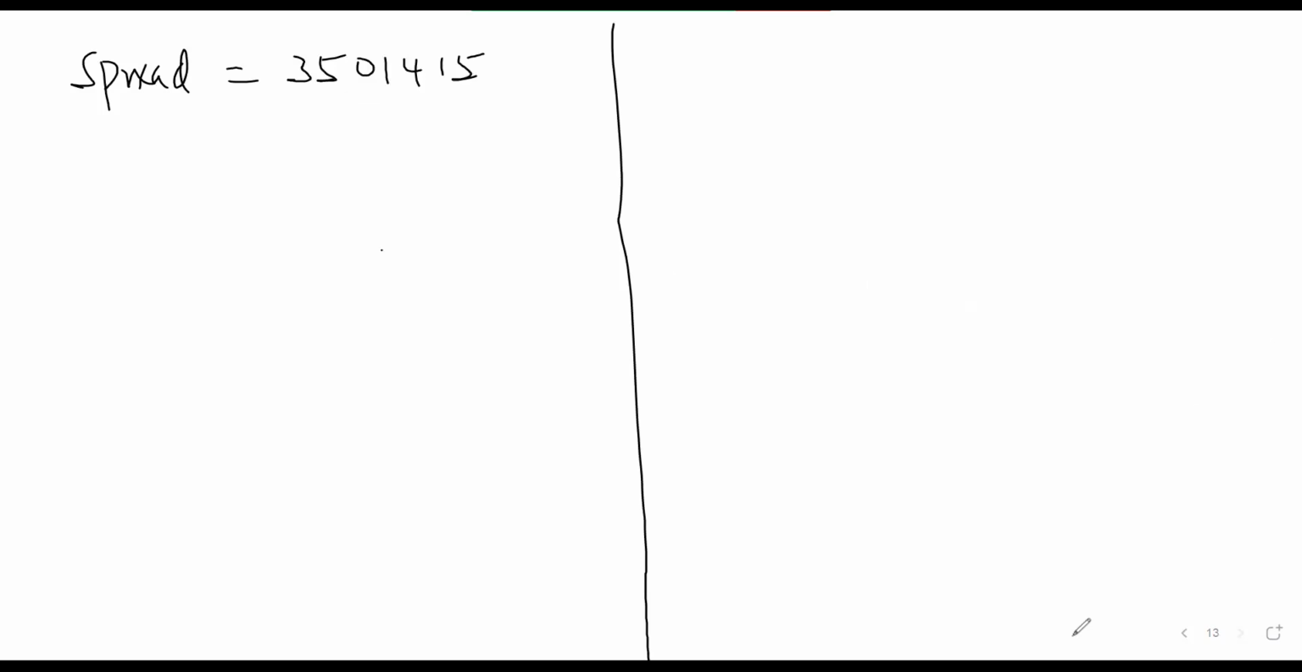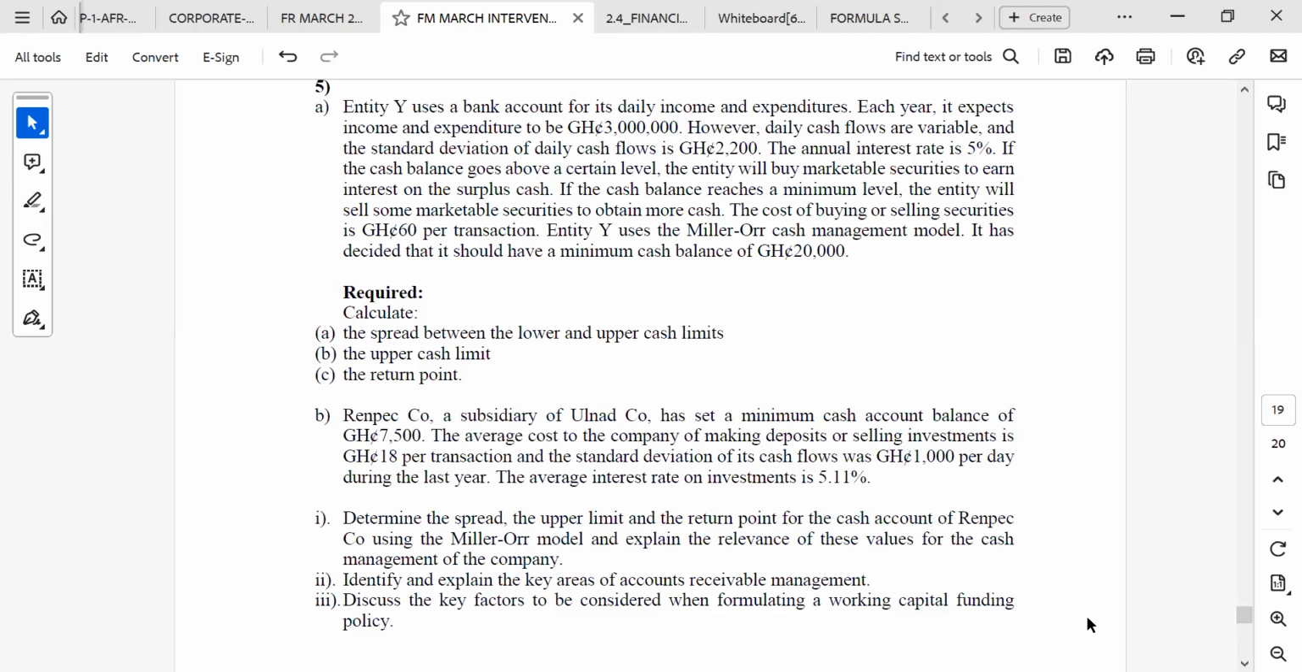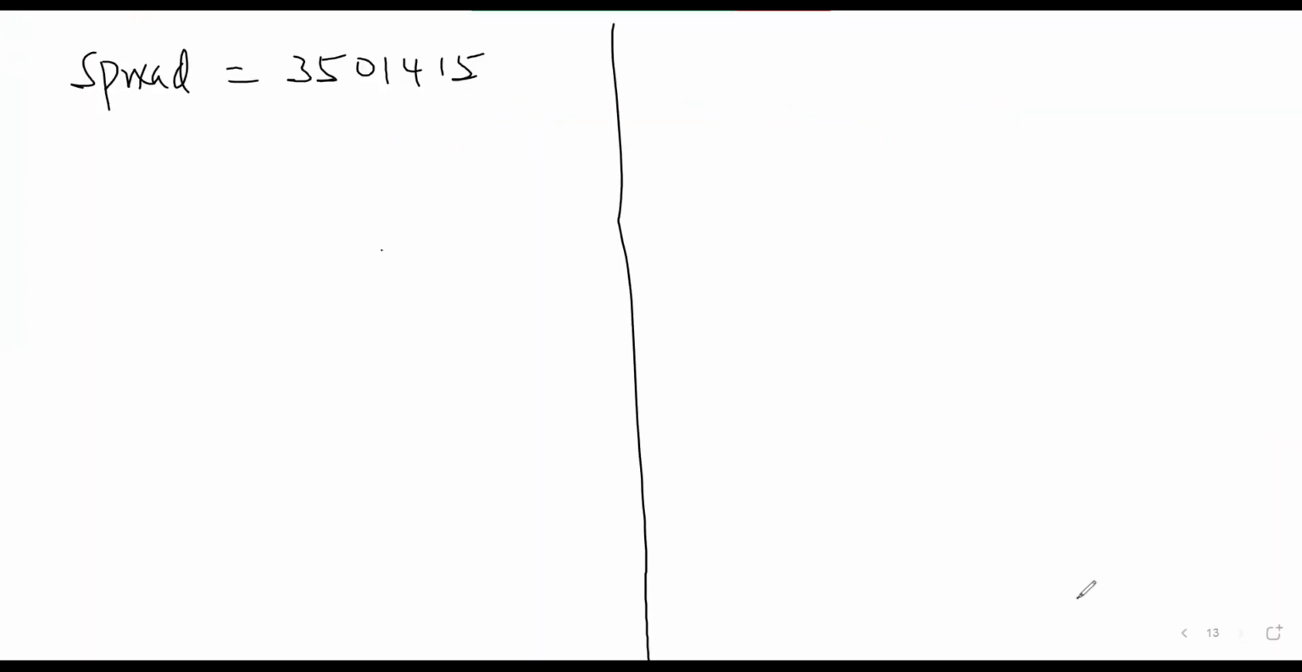So that is the spread. The next question is what? The spread is the difficult one. They are asking us for the upper limit. The upper limit can be called the maximum balance or the maximum point. The upper limit is calculated as the lower limit plus the spread.